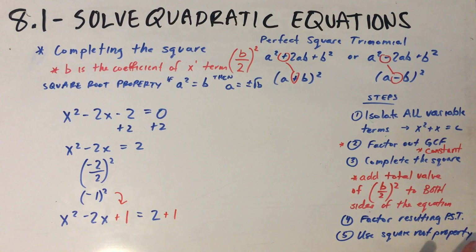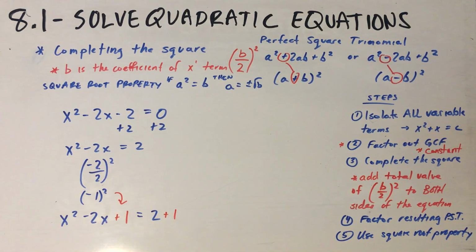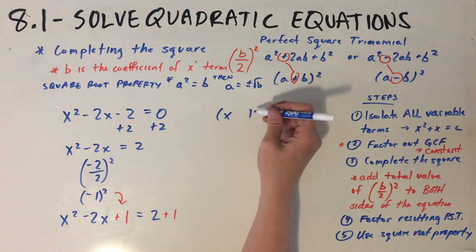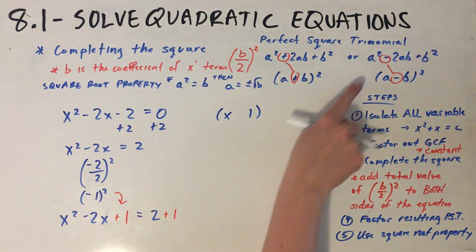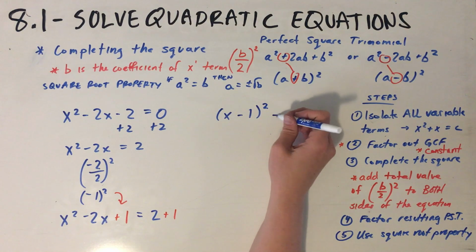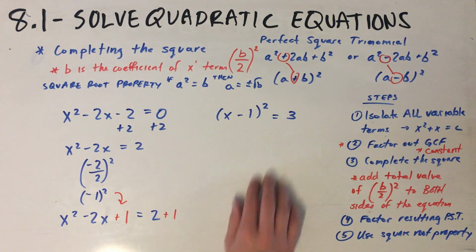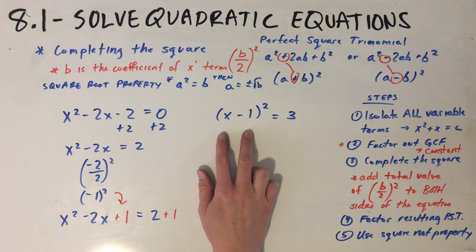Okay, now I'm going to factor the resulting perfect square trinomial. Remember, this perfect square trinomial is going to factor like this. The square here is x, and the square here is 1. The sign is going to be this sign right here. So x minus 1 squared is going to be equal to 3. That's what this says, perfect square trinomial in factored form. Now that I've got it in factored form, I can use the square root property. This is a squared term.